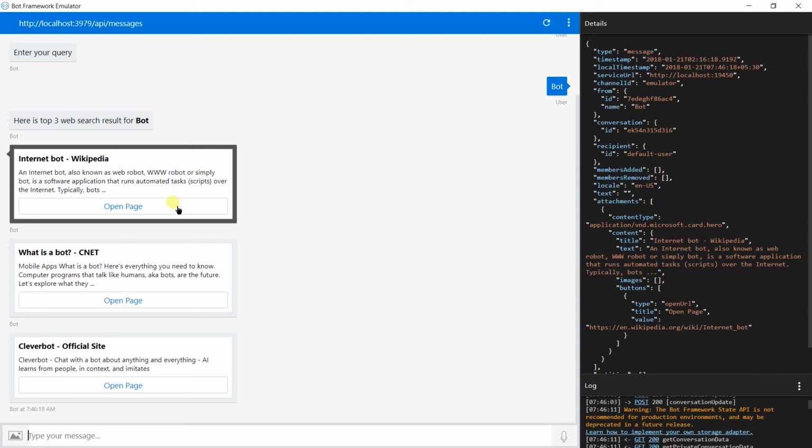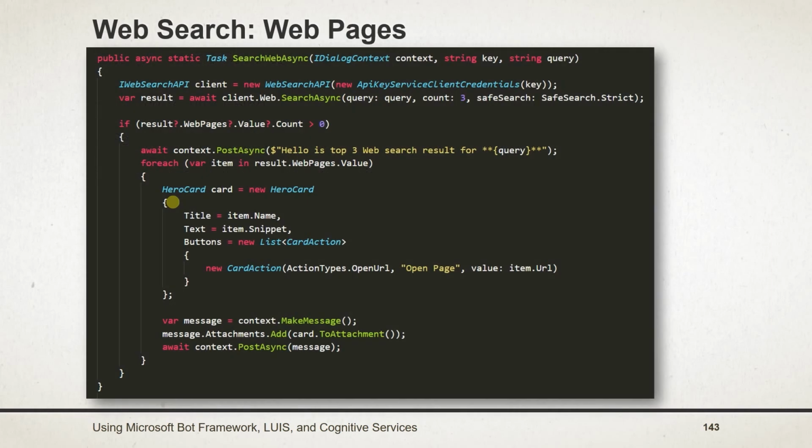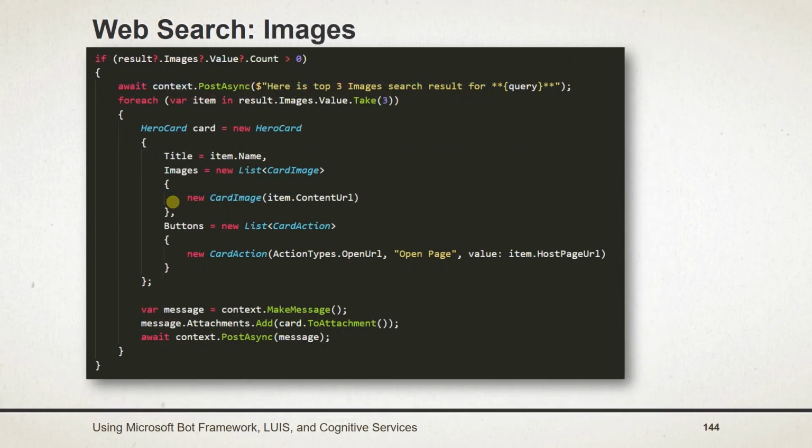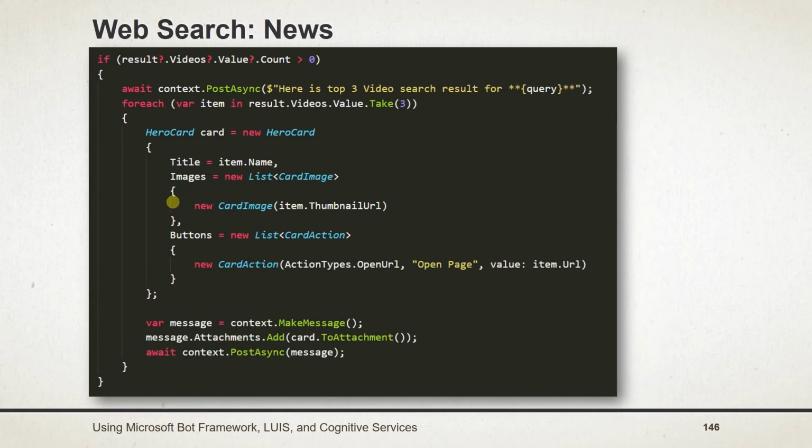Let us see what we have learned in this session. We can use Bing Search API to retrieve search results. Here I have used only count and safe search, but you can try all the parameters. In this example, I am just displaying cards for web pages. However, search results may include images, videos, and news. We will perform all those searches by using their respective APIs in upcoming sessions.